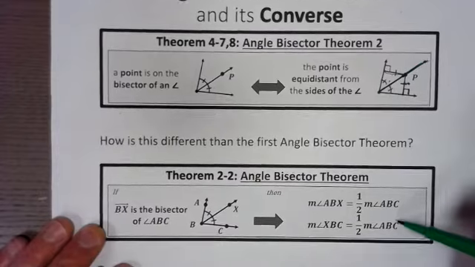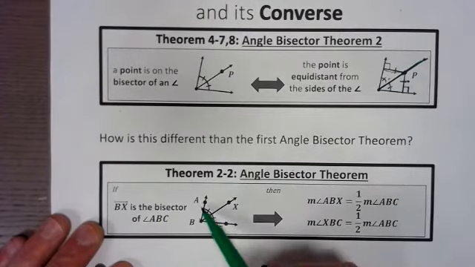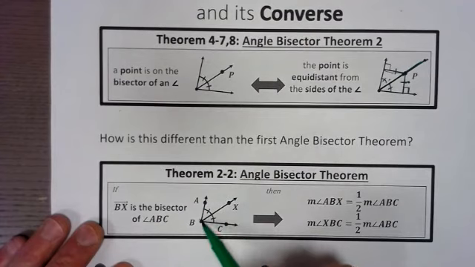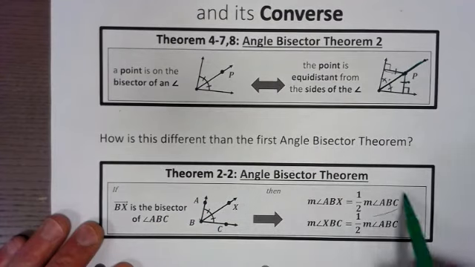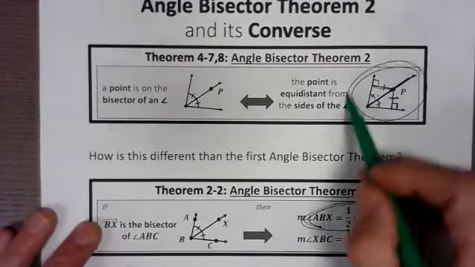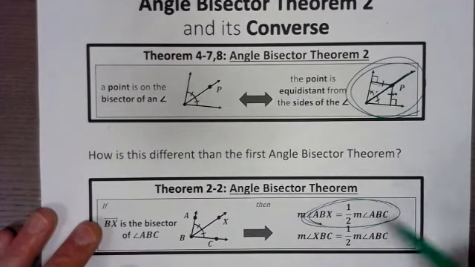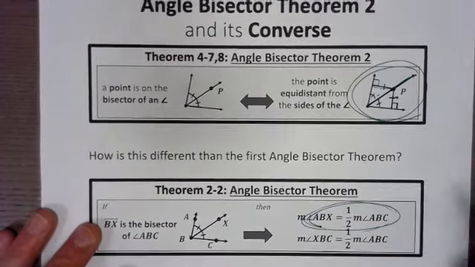This, the angle bisector theorem, tells us that each of these angles, XBC and ABX, is one half of angle ABC. So this tells us we've got one half of the total. This tells us that we are just on the angle bisector. That's the difference between these two. We'll play with those today and in the practice problems.